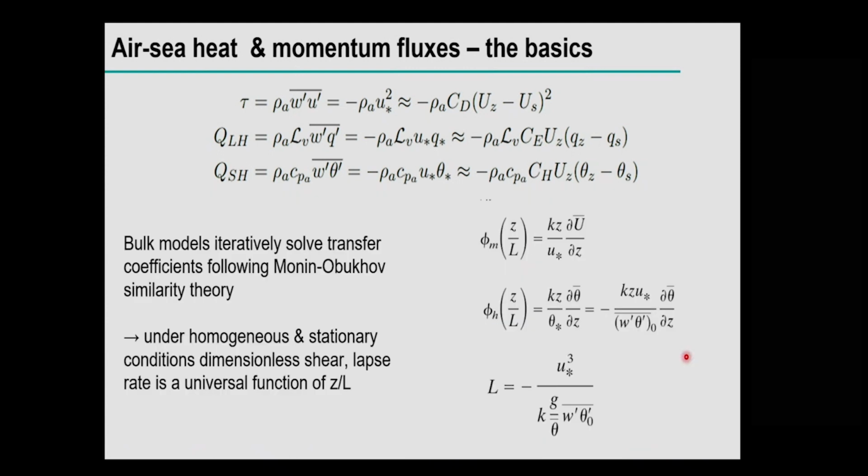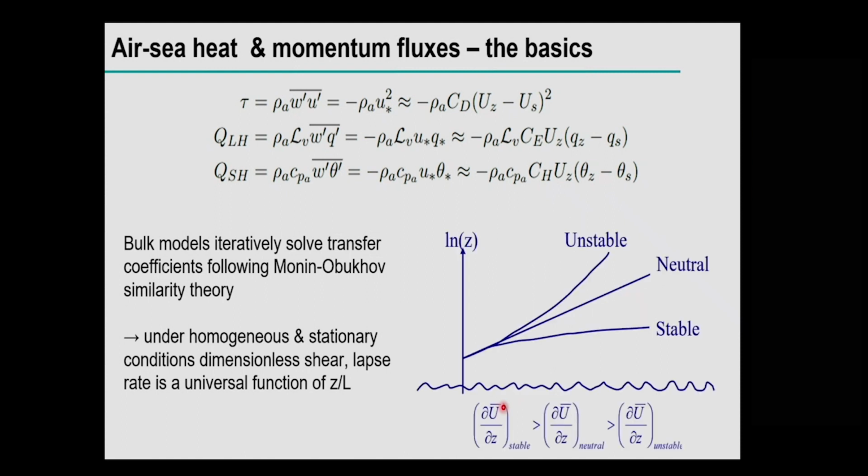So the way these bulk algorithms function is that they solve iteratively for the drag coefficient, and it's based on the Monin-Obukhov similarity theory, which assumes, under homogeneous and stationary conditions, that the dimensionless parameters, such as the dimensionless shear and the lapse rate, are just universal functions that depend on z over L, with L being the so-called Monin-Obukhov length scale.